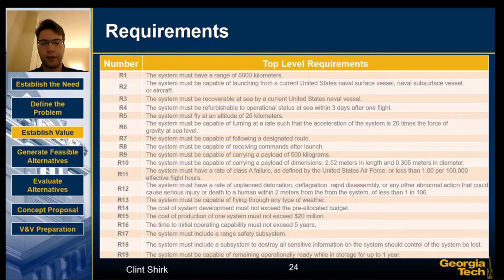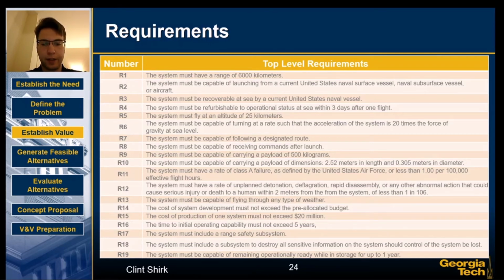The system has a Class A failure rate of 1 per 100,000 effective flight hours. We have a rate of unplanned detonation of less than 1 in 10^6. This is to keep our personnel safe while refurbishing the vehicle and while the vehicle is in storage.